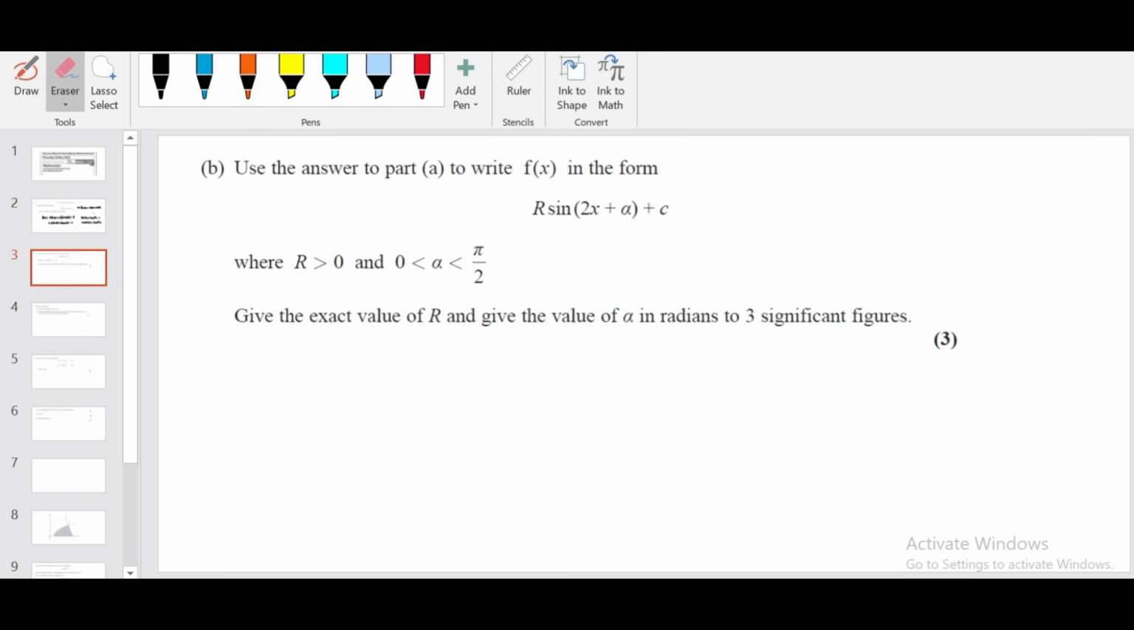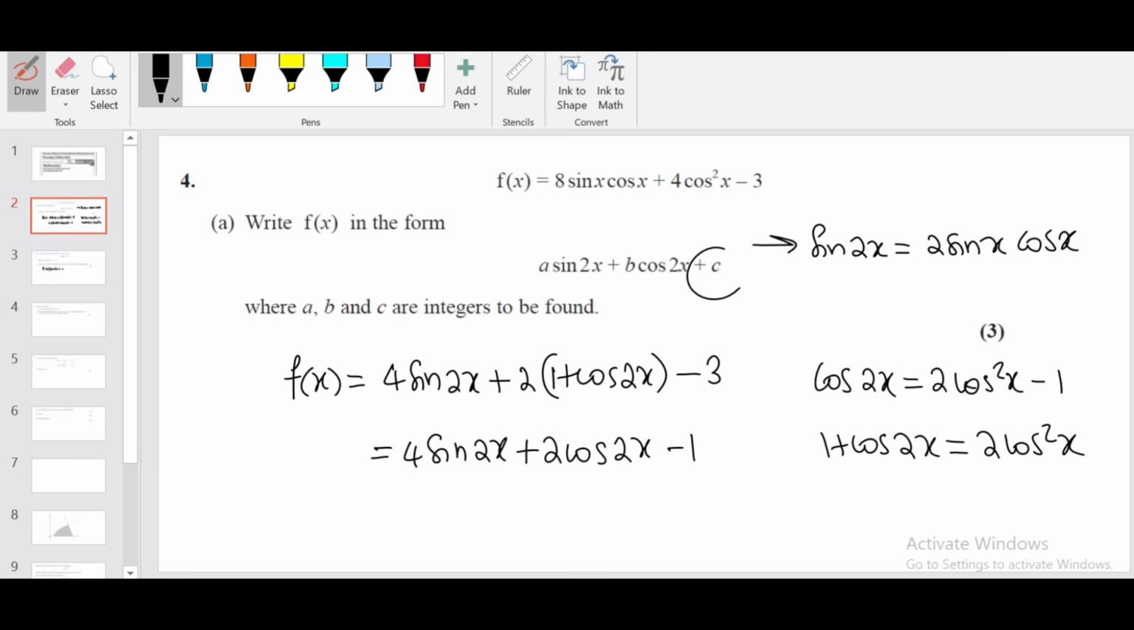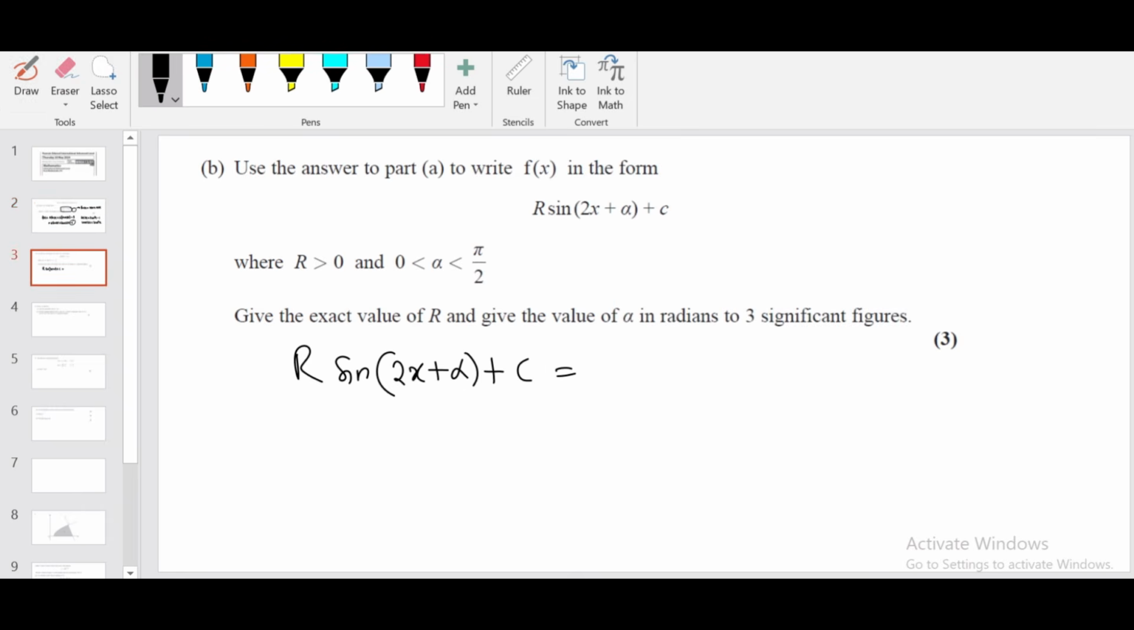Let's move on to part B. Use your answer to part A to write f of x in this form. You write R sin(2x plus alpha) plus c is equal to, look at part A, the c is negative 1, keep it as it is. You have 4 sin 2x plus 2 cos 2x minus 1. The c is minus 1. So forget about the c as of now.